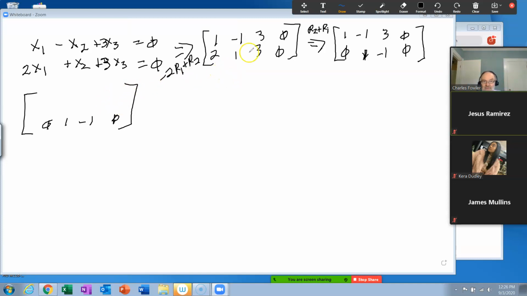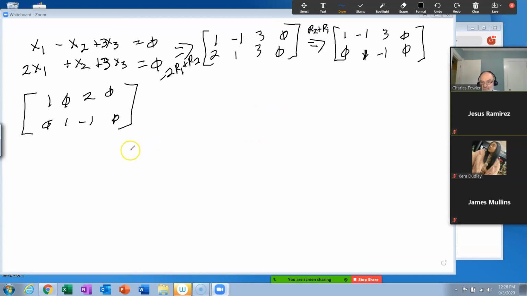Okay, so let's do row 2 plus row 1. 0 plus 1 is 1. Good, we didn't want that to change. 1 minus 1, 0. That's exactly what we wanted to happen there. Minus 1 plus 3 would be a 2. And 0 plus 0 is still 0. That never changes. All right, so what do we have now?